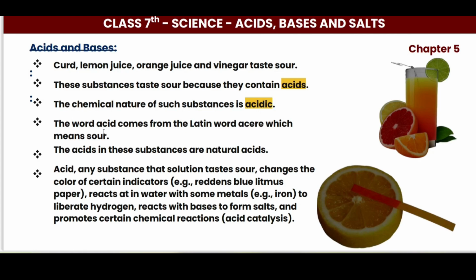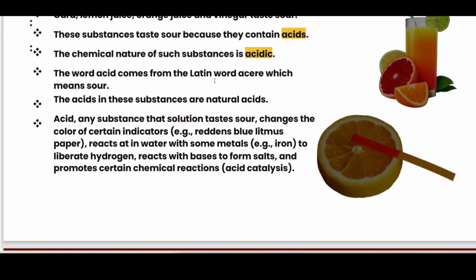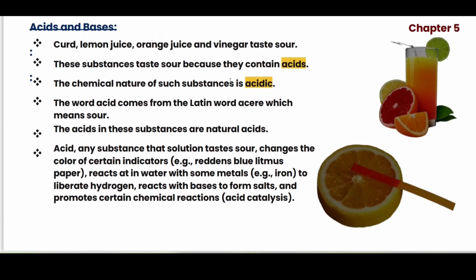Now, the word acid comes from the Latin word acer, which means sour. अभी एसिडिक जो वर्ड था वो कहाँ से आया था? लैटिन वर्ड से आया था और उसका मतलब क्या होता है? सॉर. सो दैट्स व्हाई वी हैव गिवन द नेम इट्स एसिड, राइट? The acids in the substances are natural acids. Now lemon, that is natural, right? We did not make it. So it is naturally occurring and this acid in it, that is also natural, right?